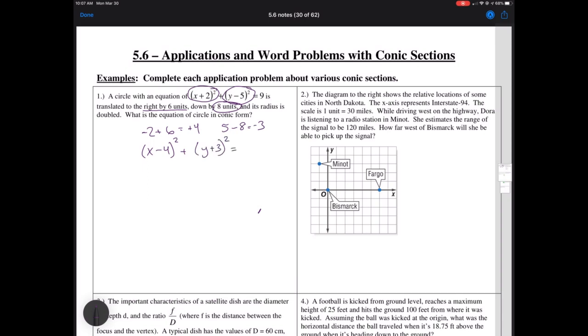It said that the radius is doubled. Well, my current radius is 3, because that's r squared. So if I double that, that gives me 6. So the new radius is 6, and so that would become 36 for r squared. And so that's all you have to do for that one. Okay.